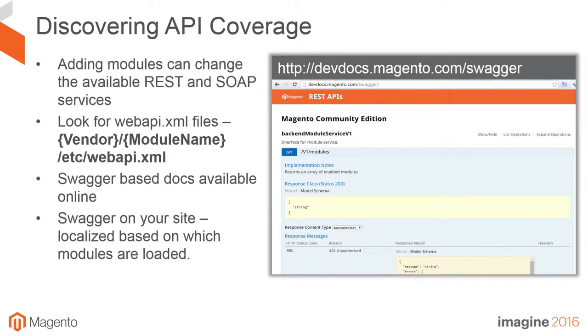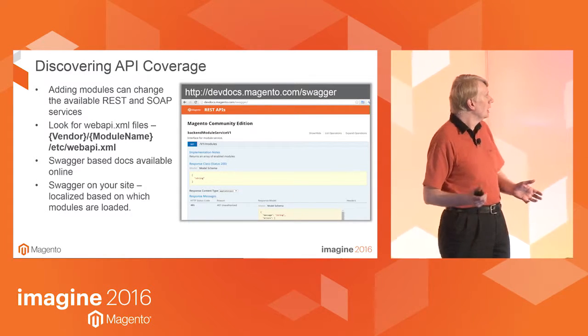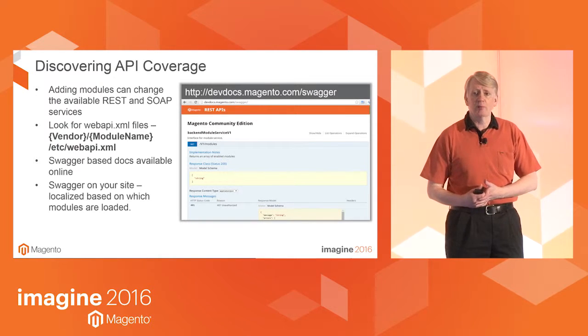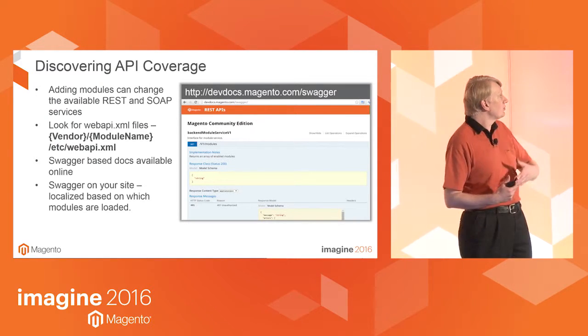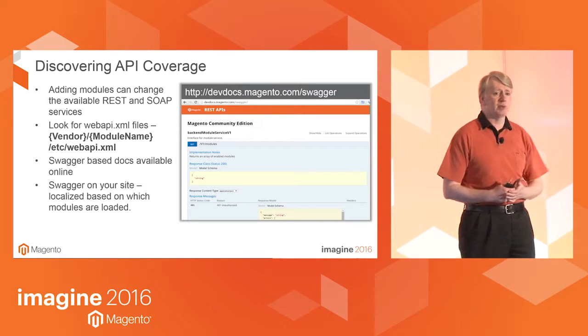So how do you work out what APIs are on a site? Well, on the top right over there, if you have a look on the DevDoc site, the standard out-of-the-box installation of Magento, we generate all the Swagger documentation for you. If you don't know, Swagger is a way of documenting REST APIs. And so we've generated all that. It's all online. You can just browse through it online.